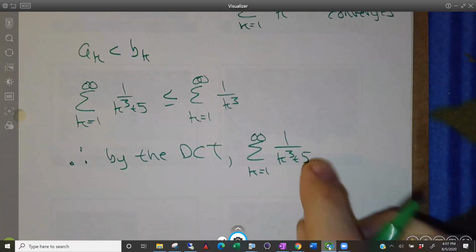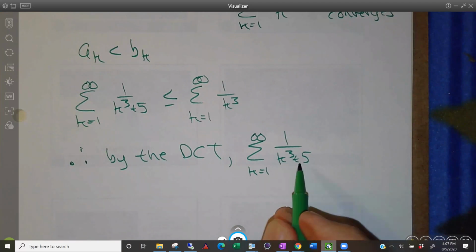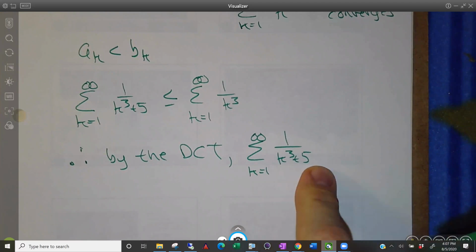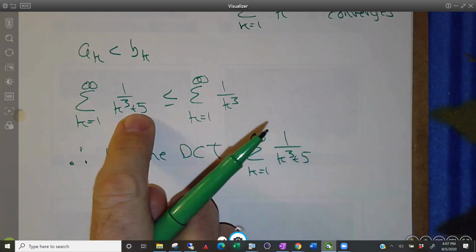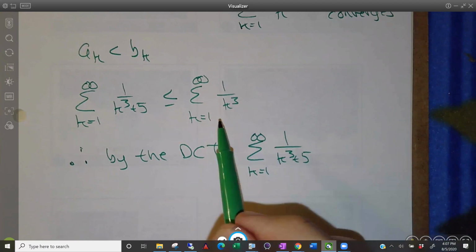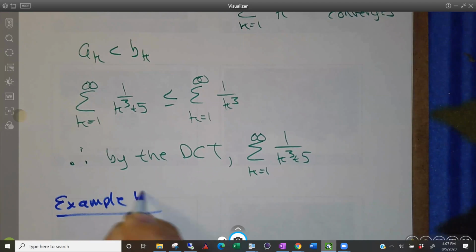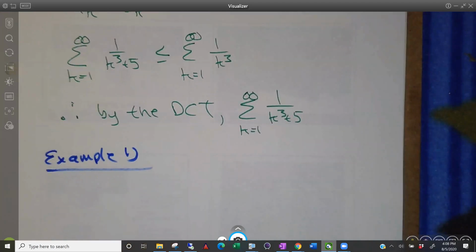But we were lucky in this one, because I had a sum here in the denominator. When I got rid of that plus 5, I got something that was bigger and allowed me to prove convergence by the direct comparison test. So the question would then be, this would be a question answered in the next video. Shameless plug for my next video.